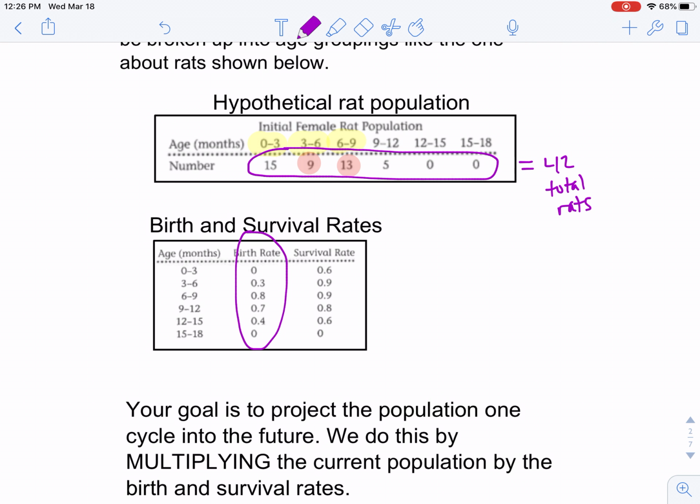So the 15 0 to 3 month olds give birth at a rate of 0. The 9 3 to 6 month olds give birth at a rate of 0.3. The 13 6 to 9 month olds give birth at a rate of 0.8. See how this row right here will match with this column right here? Multiply all those numbers. Okay, do that and we'll go to the next video because I don't want this to be too long.